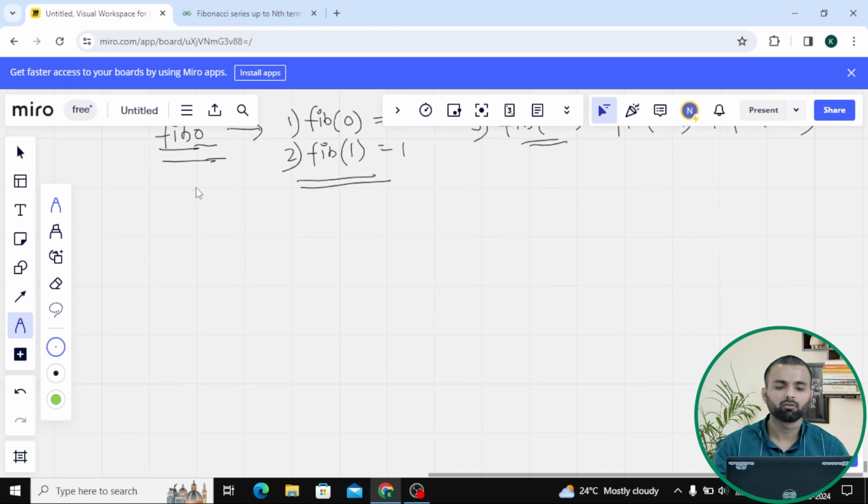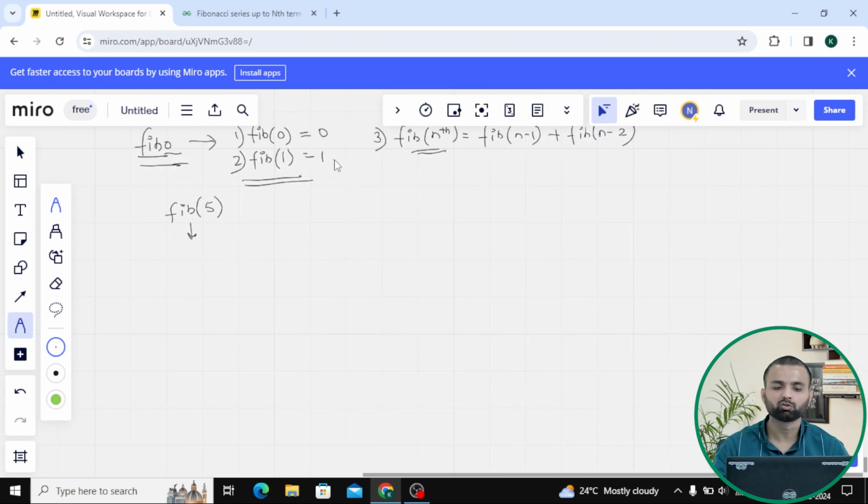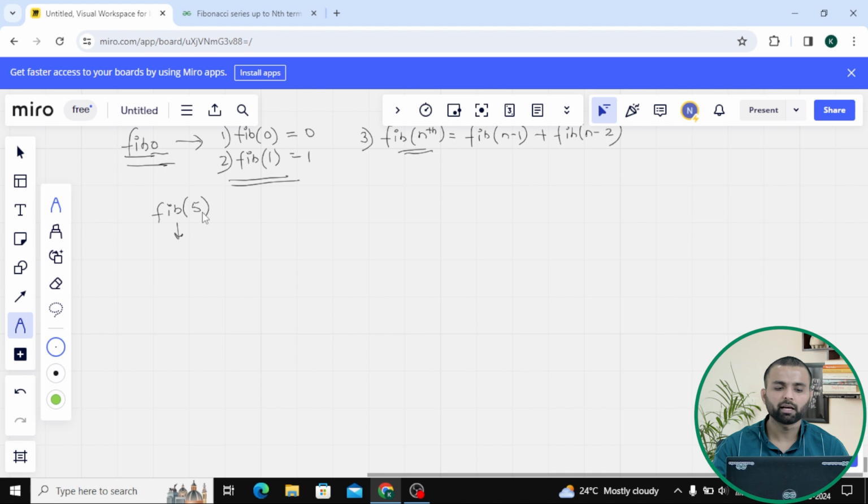So let's find any point. For example, I want to find the Fibonacci number at 5, right? How can we solve it? Just go with these three steps. You can easily solve this question. So Fibonacci of 5 means Fibonacci of 4 plus Fibonacci of 3, right? Let's write it here. Fibonacci of 4 plus Fibonacci of 3.